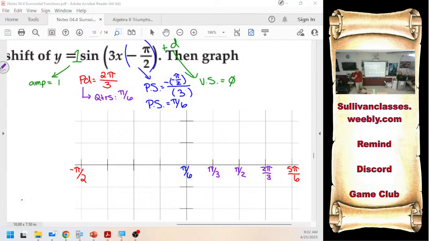I got to go the other way. What is 1 pi over 6 minus 1 pi over 6? Minus 1 pi over 6. Negative 2 pi over 6. Negative 3 pi over 6. Okay? This is where kids get confused with it. It's not the graph itself. It's fractions.